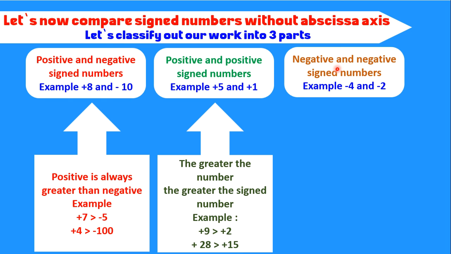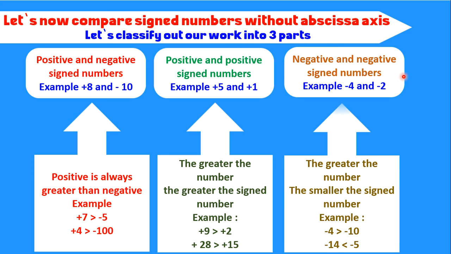Let's see negative and negative. The greater the number, the smaller the signed number. Example, here we have the number 4 and the number 10. Which is greater? 10 is greater than 4. But minus 4, the signed number, is greater than minus 10. Again, here, 14 and 5. 14 is greater than 5, while the signed number minus 14 is less than the signed number minus 5.